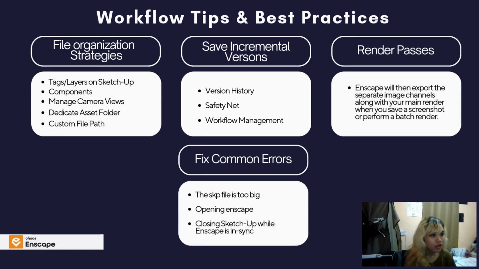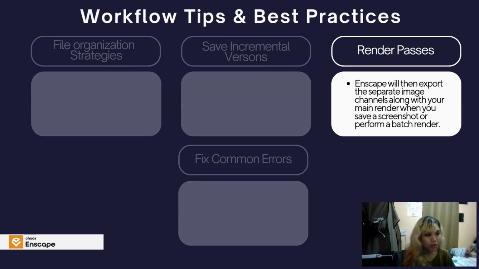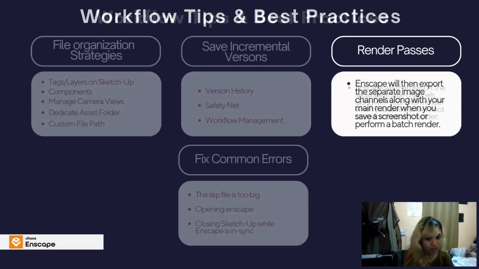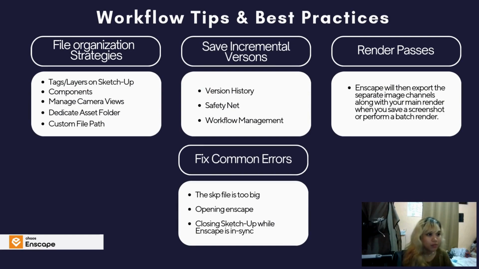Rendering passes are not found in Enscape, unlike other rendering software. But rendering passes are the process of rendering by shapes, for example, color and depth. Enscape, on the other hand, has Chaos AI Enhancer that can be used for image refinement and exporting high-quality images for videos or post-processing. Last tip is how to fix common errors.